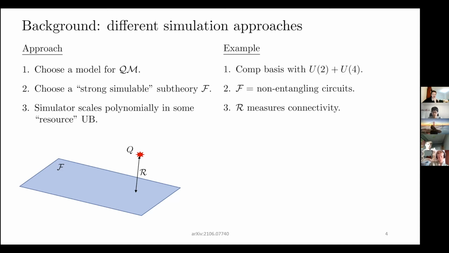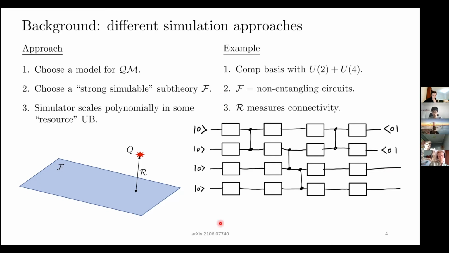Another example I want to just briefly mention is where we describe universal quantum mechanics by starting in a computational basis, and then we can apply gates from single qubit or 2 qubit gates that are arbitrary, and we think of the free classically simulable circuits as the non-entangled circuits that have no 2 qubit gates. And there, the resources are various measures of connectivity. So an example is you look at a circuit like this, where these could be arbitrary single qubit gates, and these could be arbitrary 2 qubit gates.